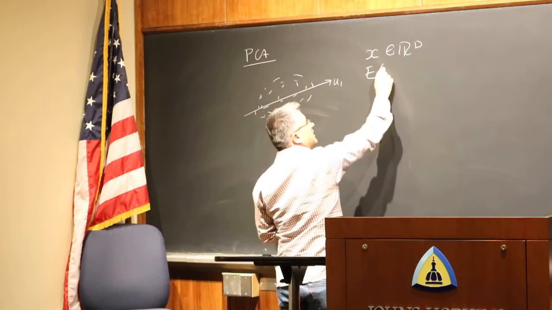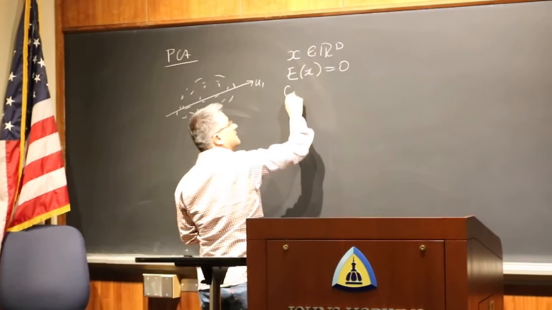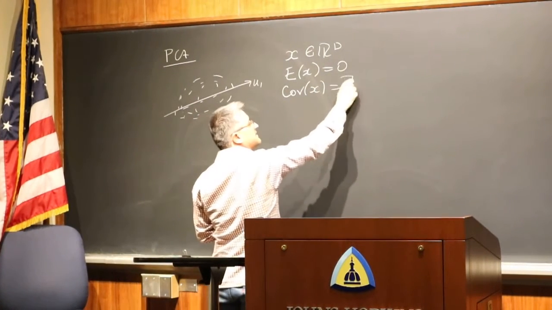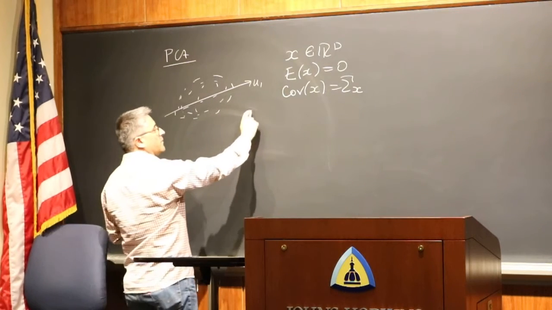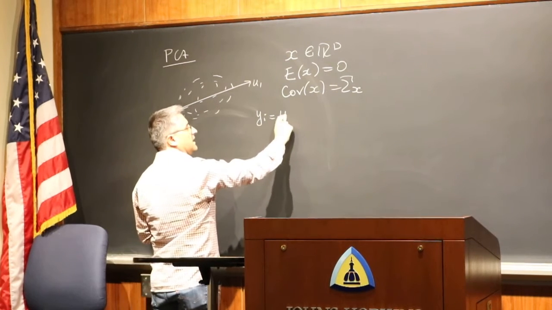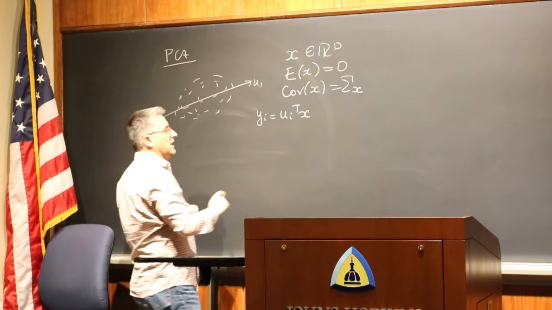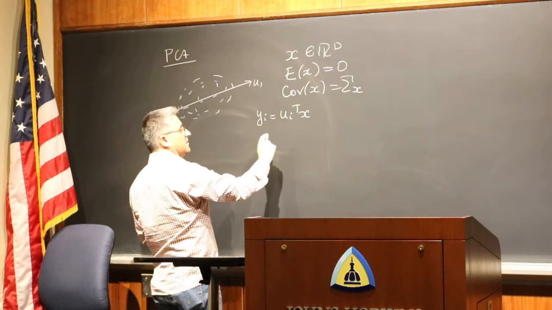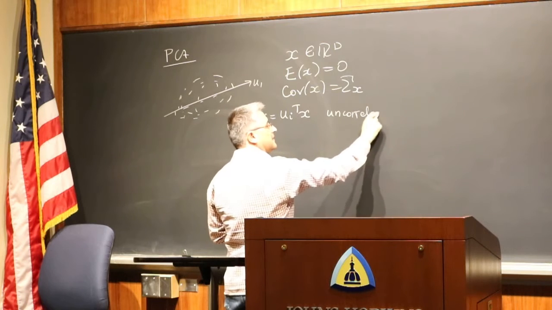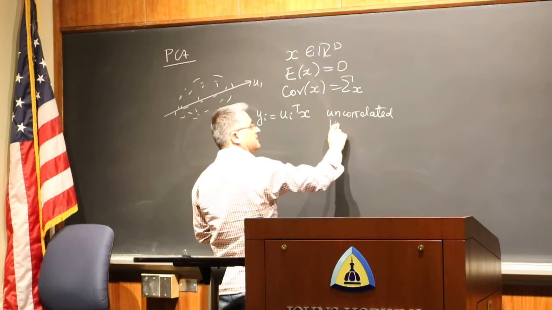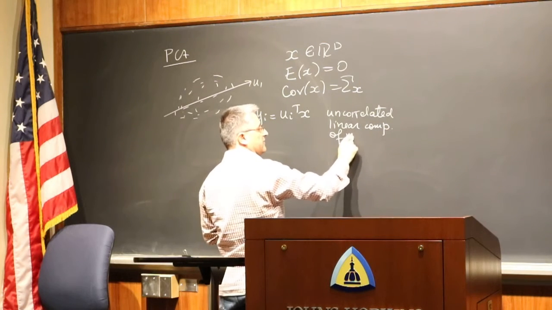We assume that the expected value of x was equal to 0. We assume that the covariance of x was a certain given matrix. And we define the principal components, y sub i, as a linear component of x. Okay? And we define them such that the y sub i's need to be uncorrelated linear components of maximum variance. That was the definition.